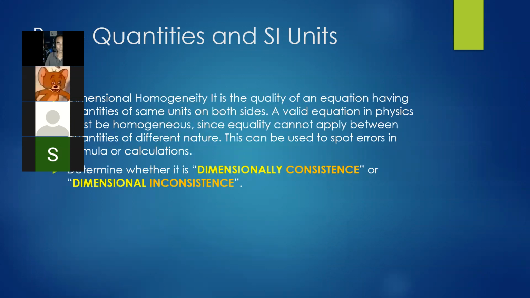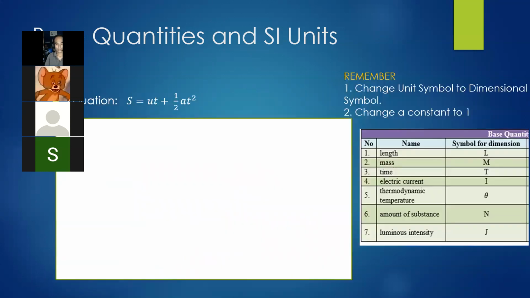So dimensional homogeneity, this one we already done. We want to check whether it is dimensionally consistent or dimensionally inconsistent. Okay, so S equals to UT plus 1 over 2 AT squared. I'm going to call somebody here. Wei Hen, unmute. Yes. Okay, so what is the dimension of S?